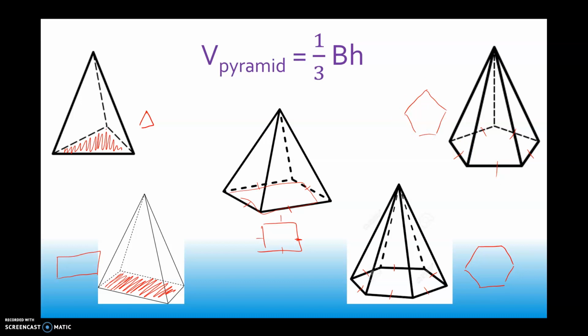For all of these, your big B, if you remember, is going to be the area of the base. So again, you're going to take whatever shape your base is, figure out how you find the area of that, and that's going to be your big B. Times it by the height of the entire pyramid, how tall your pyramid is, so from the very center of your base all the way up to the vertex, that's going to be your height. And then you divide it by 3.